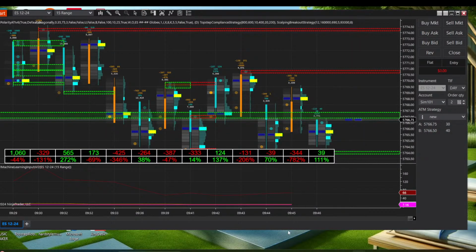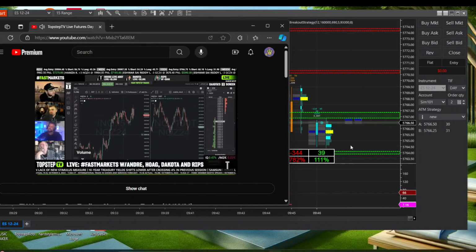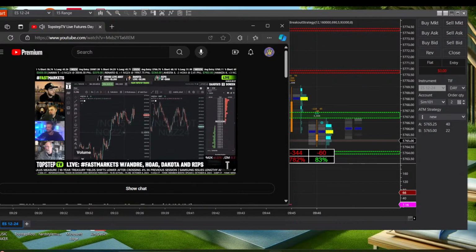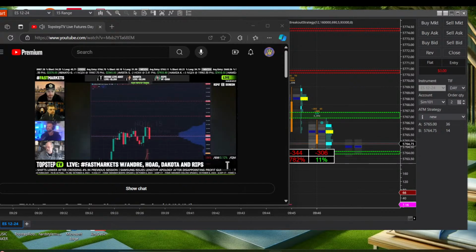Thoughts on a short, Rips? Let's go, Dakota. If we're breaking those 82s, we need to see confirmation below 65. It's still within this tight range right now because I feel like the market's waiting for the tips, but we'll see. If we get that clean break of 65 to the downside, maybe we can find a short there.